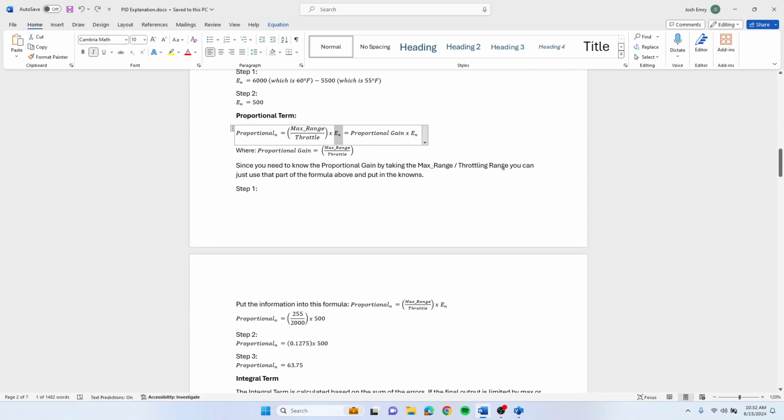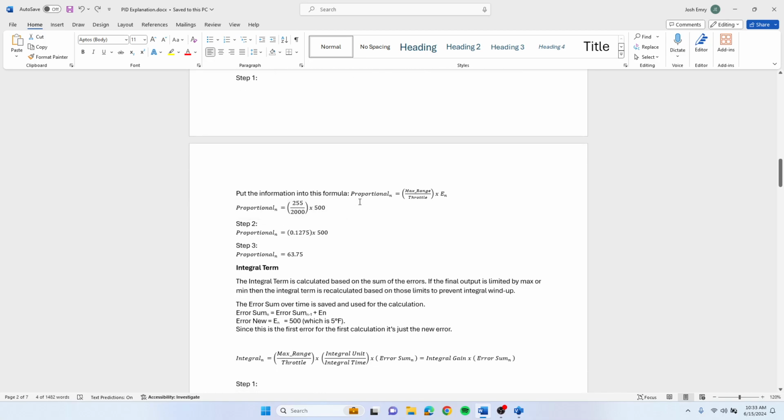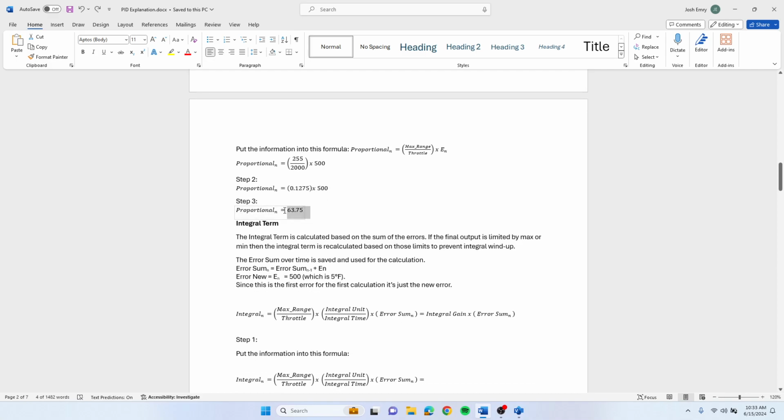And we'll end up using that same calculation for the other terms. So the integral term and the derivative. So we put that information in the known information in. So 255 divided by 2,000 times 500. So our proportional is 0.1275 times 500. So our proportional effect on this controller, out of 255 steps, the proportional is going to drive our signal to 63.75. That's going to be that part of the proportional term is 63.75.